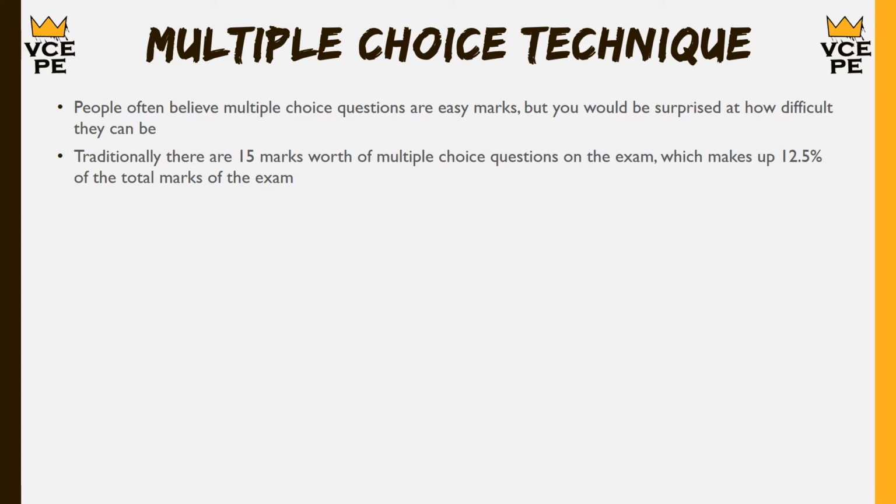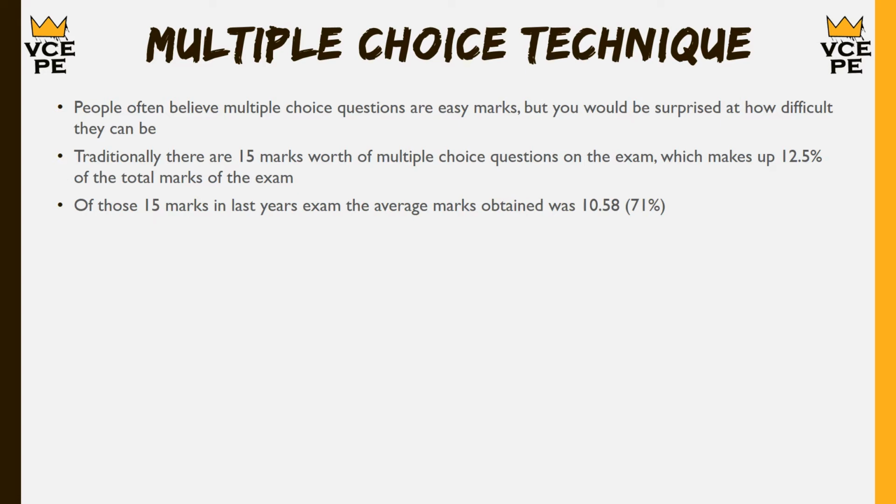Traditionally in PE exams, there are 15 marks worth of multiple choice questions in the exam. Those 15 marks make up 12.5% of the total marks in the exam. So if you go well in this, it allows you to start very strongly, whereas if you struggle in these, you're losing a big chunk at the very start of your exam.